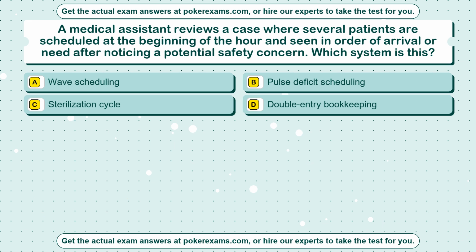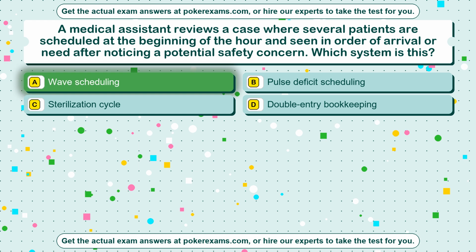Question 71. A medical assistant reviews a case where several patients are scheduled at the beginning of the hour and seen in order of arrival or need after noticing a potential safety concern. Which system is this? Option A, wave scheduling. Option B, pulse deficit scheduling. Option C, sterilization cycle. Option D, double entry bookkeeping.